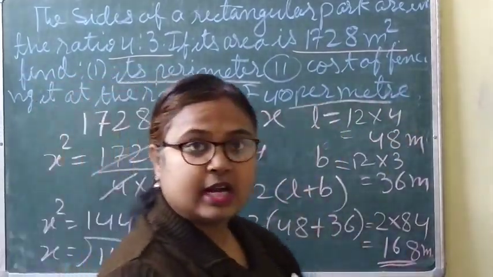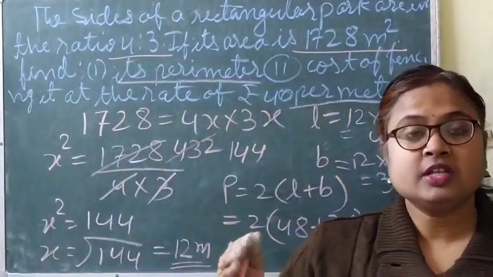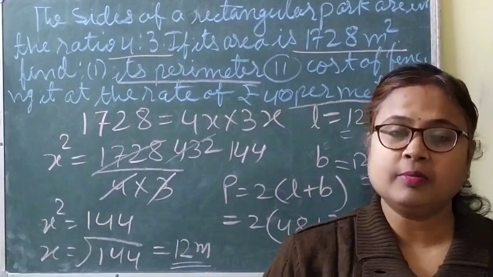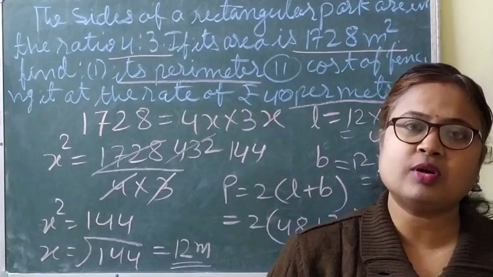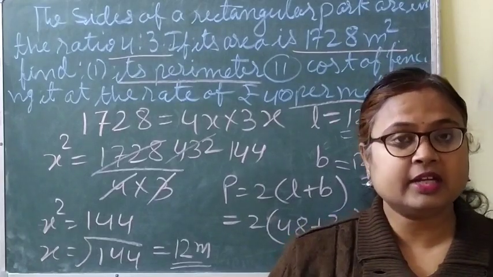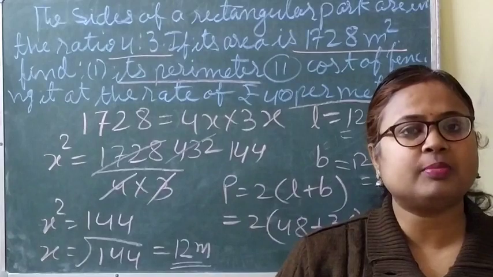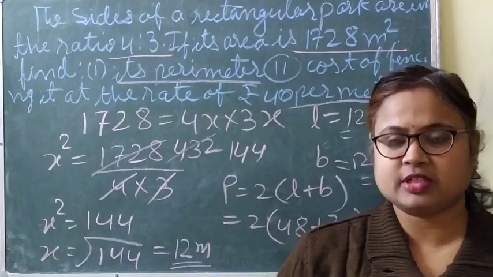Now the next one is the cost of fencing it at the rate of rupees 40 per meter. Per meter means, I have discussed earlier also, you multiply the cost with the perimeter. If it is written per square meter, you have to multiply the cost with the area. But here it is given per meter, so you have to multiply the cost with the perimeter. So let's do that.